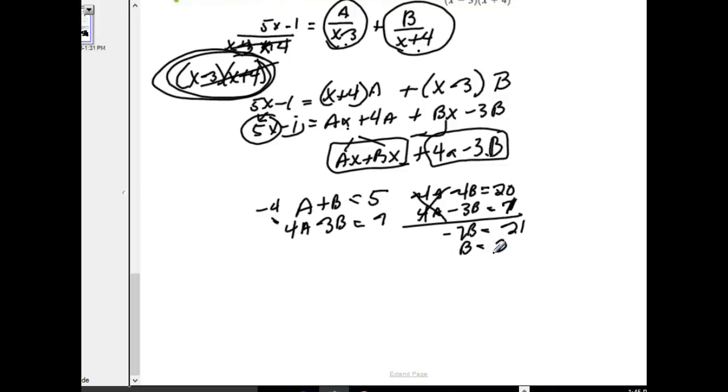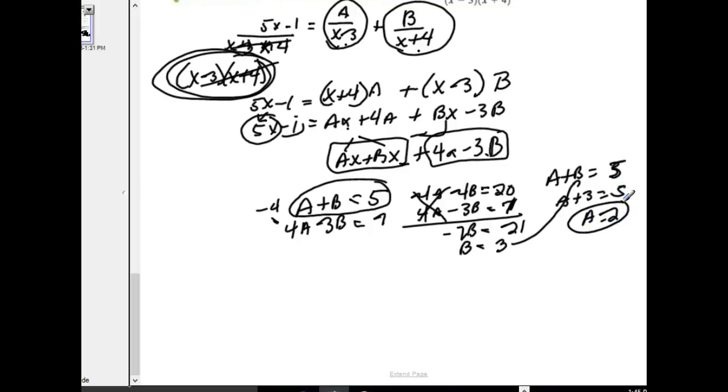Now, if you go back to either one of the originals, like that one right there, you could say a plus b equals 5. I'm going to substitute the 3 in right here for b. So it's really a plus 3 equals 5, which means a is going to end up being 2. Okay, now I found a and b. A is 2 and b is 3.